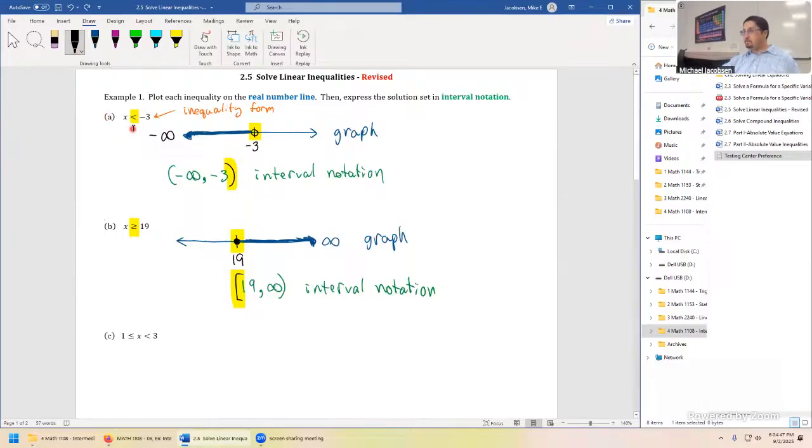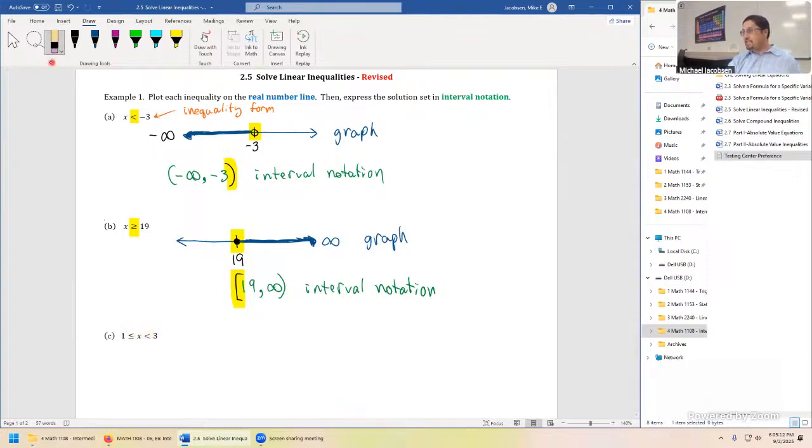Okay, well, just a rundown. We said on part A, x is less than -3. On part B, we say x is greater than or equal to 19. And now x can be between numbers. So here we have x is greater than or equal to 1 and less than 3. So it's between 1 and 3, 3 excluded, but including 1.